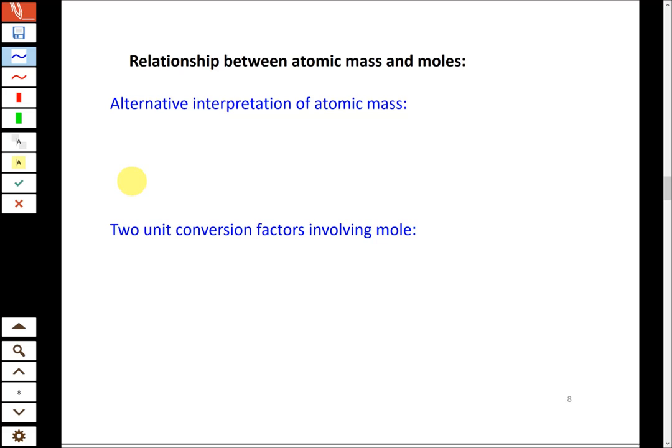Now all the lights are out, so let's just leave it like that and see if it's happy. Okay, so anyway, the alternative interpretation of atomic mass is that it represents the mass in grams of 1 mole of an element.